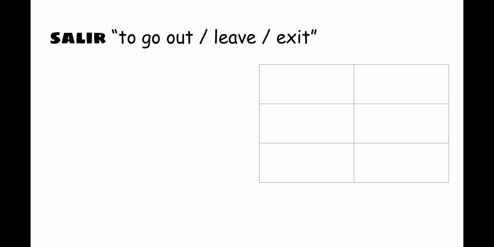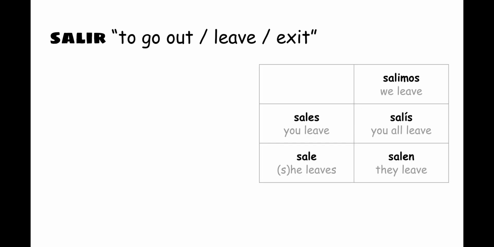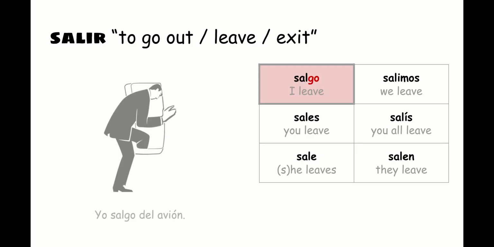Salir, another real easy regular yo-go verb. Tú sales, él sale, nosotros salimos, vosotros salís, ellos salen. But the yo form has a go at the end, so we say yo salgo, I leave. So for example, yo salgo del avión, I leave the airplane.